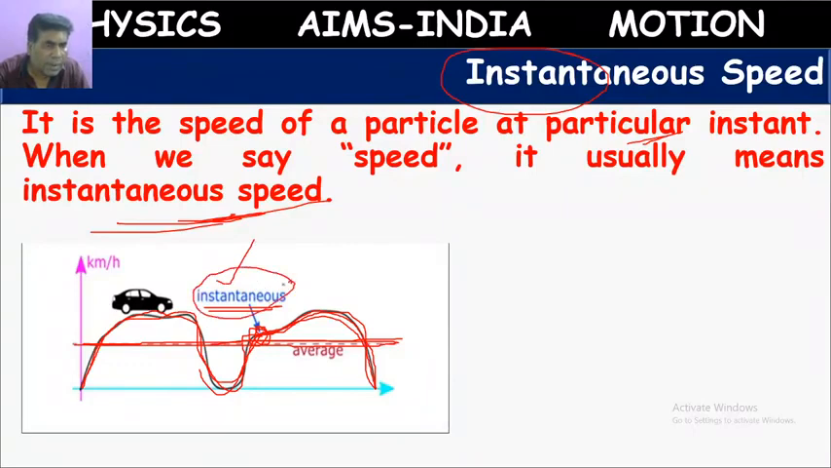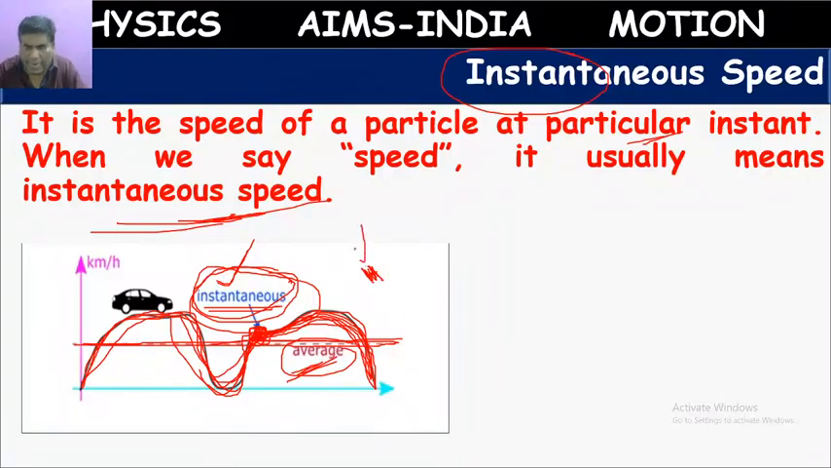that speed we can call instantaneous speed. So instantaneous speed never depends on the whole journey of the car. It depends on only that particular instant. Whereas average speed depends on the whole journey of the car, because average speed means total distance by total time. But instantaneous speed means speed at that particular instant, which means speed over a very small interval.